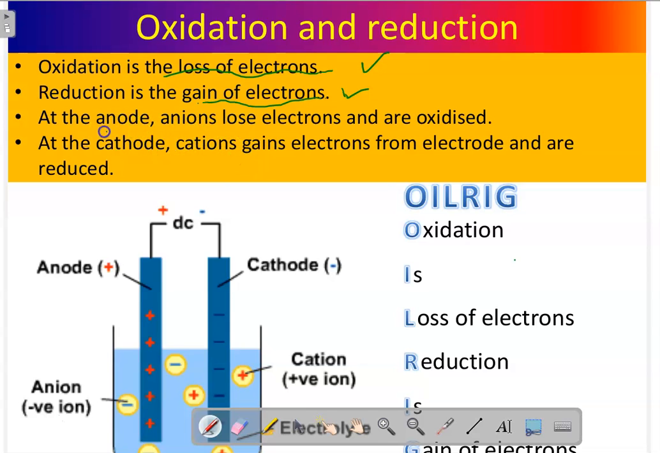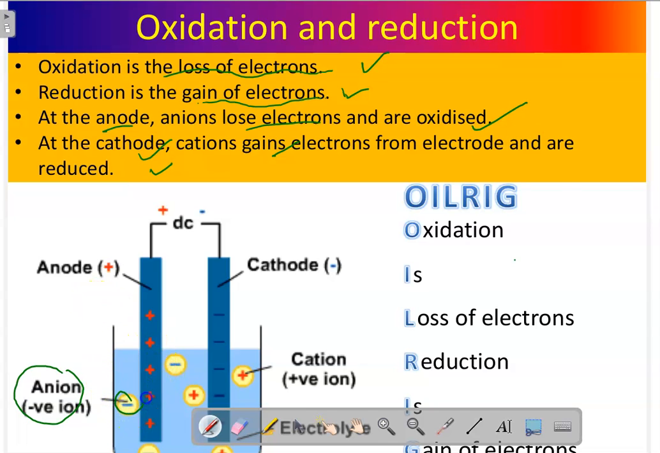Now at the anode, anions lose electrons and are oxidized, and at the cathode, cations gain electrons and are reduced. Okay, so what we know is that at the anode, oxidation occurs, and at the cathode, reduction occurs. Now, we've already established that cations will move to the cathode and anions will move to the anode. We know that anions are negative ions and therefore will move toward the positive electrode.